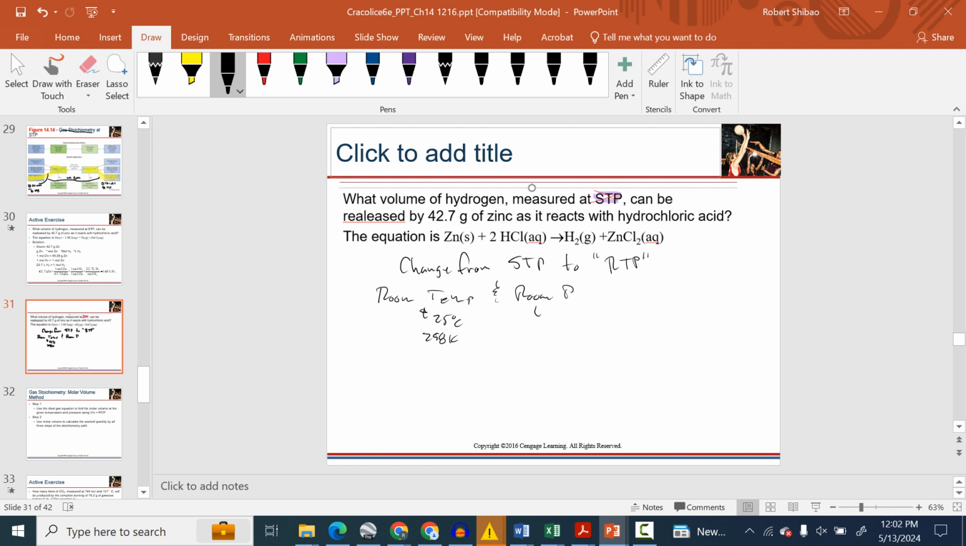What is room pressure? 14.7 psi, or 1 atmosphere. Let's go with that. The reason is because STP is 0 degrees C. Do you work at 0 degrees C much? No. On the exam, we're going to want to use STP or RTP. RTP.